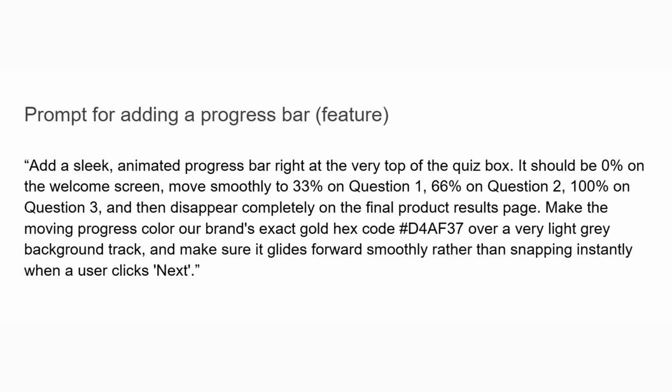Add a sleek animated progress bar right at the very top of the quiz box. It should be 0% on the welcome screen, move smoothly to 33% on question 1, 66% on question 2, 100% on question 3, and then disappear completely on the final product results page. Make the moving progress colour our brand's exact gold hex code over a very light grey background track, and make sure it glides forward smoothly rather than snapping instantly when a user clicks next. As you can see, there's a level of detail there that Lovable can easily understand.